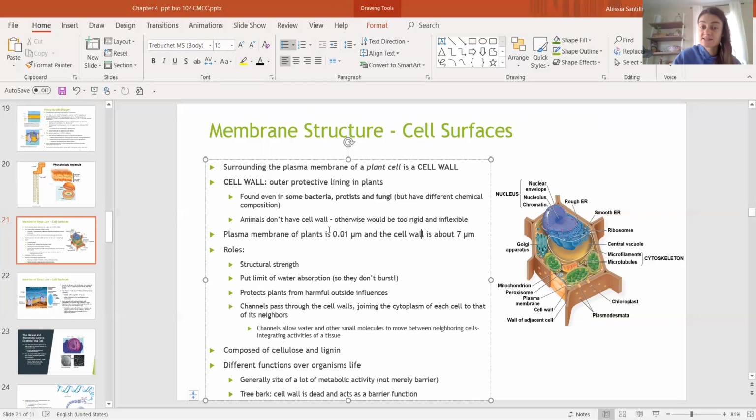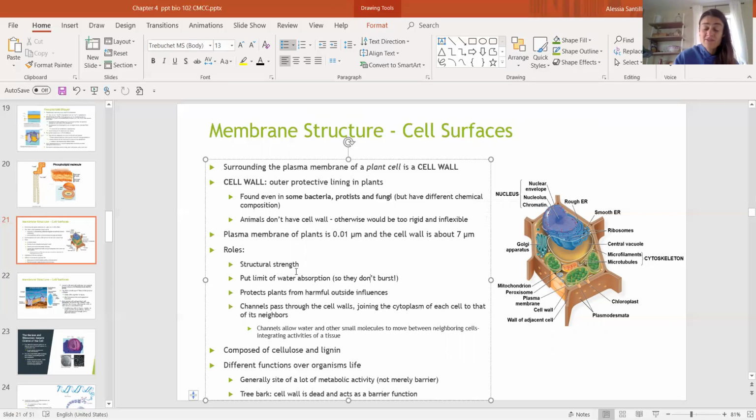So what is this cell wall? This cell wall is just an extra outer protective lining in plants and fungi and bacteria and protists. So it's just an extra outer protective barrier. The plasma membrane is usually very thin, and the cell wall is quite thick. You can see the thickness of the cell wall in the picture as well.